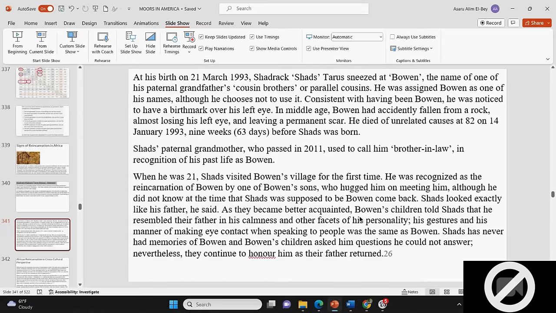As they became better acquainted, Bowen's children told Shad that he resembled his father in his calmness and other facets of his personality. His gestures and his manner of making eye contact when speaking to people were the same as Bowen's. Shad has never had memories of Bowen, and Bowen's children asked him questions he could not answer. Nevertheless, they continue to honor him as their father returned.